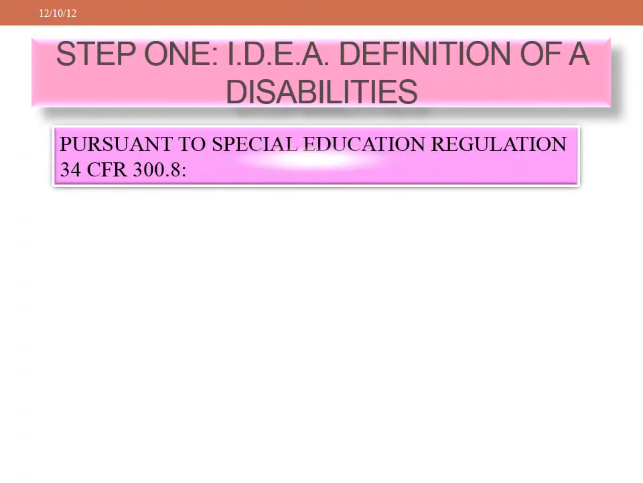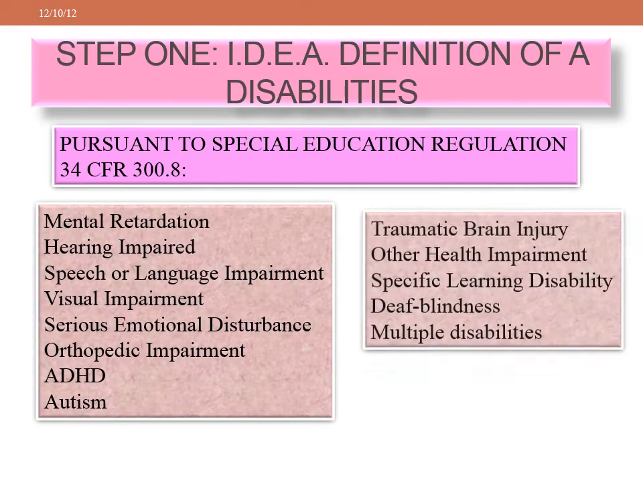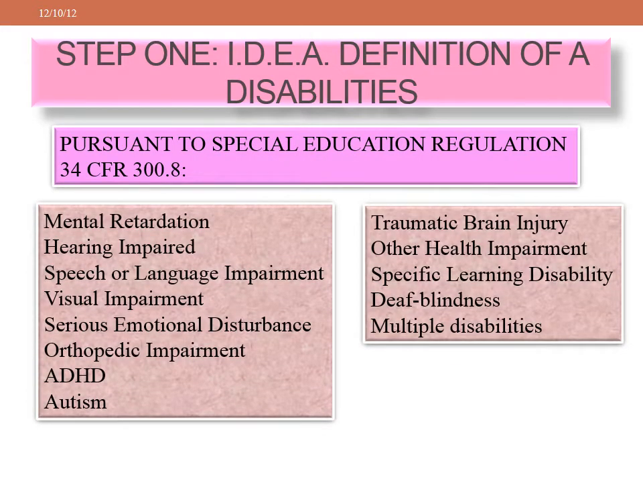Step 1, the IDEA definition of a disability. This is pursuant to 34 CFR 300.8. That's the IDEA regulation number. These are all of the disability categories listed under IDEA, the federal regulations. For each one of these categories, there's a definition when you look it up under 34 CFR 300.8. Okay? Some states have apparently just started creating their own. If it's not listed here, it's not under IDEA. Okay?